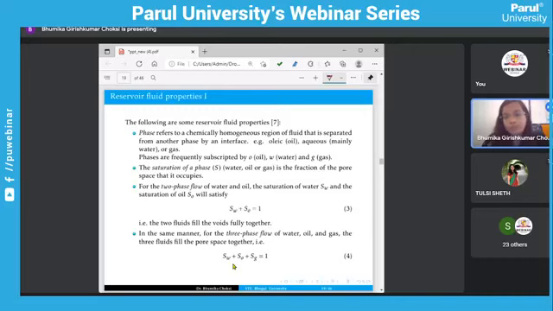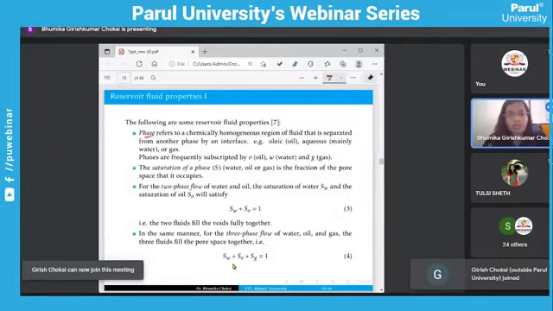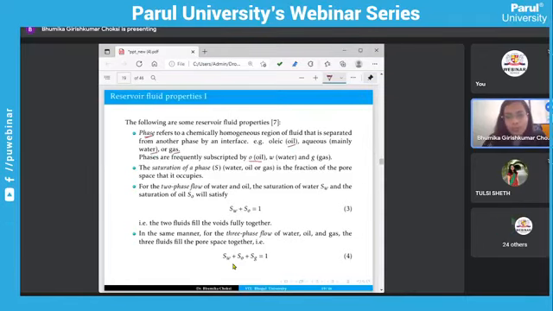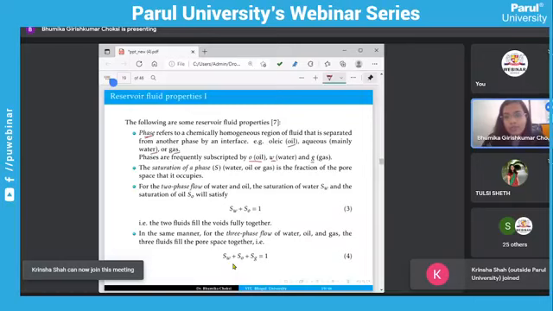So, reservoir fluid properties. What are they? The meaning of phase I have already explained. Phase means different fluids, we are denoting them as different phases. So oil, water and gas, and we are denoting them by the subscripts O, W and G. So in our modeling, O for oil, W for water and G for gas will be there.